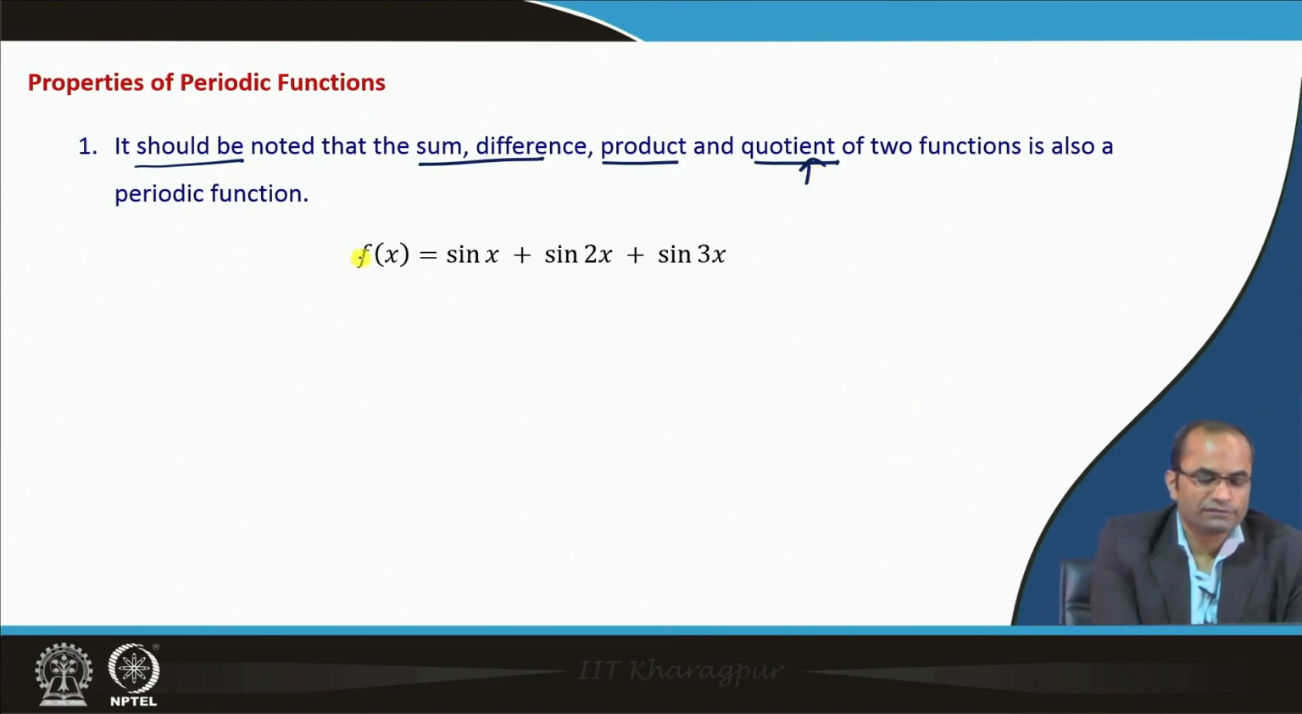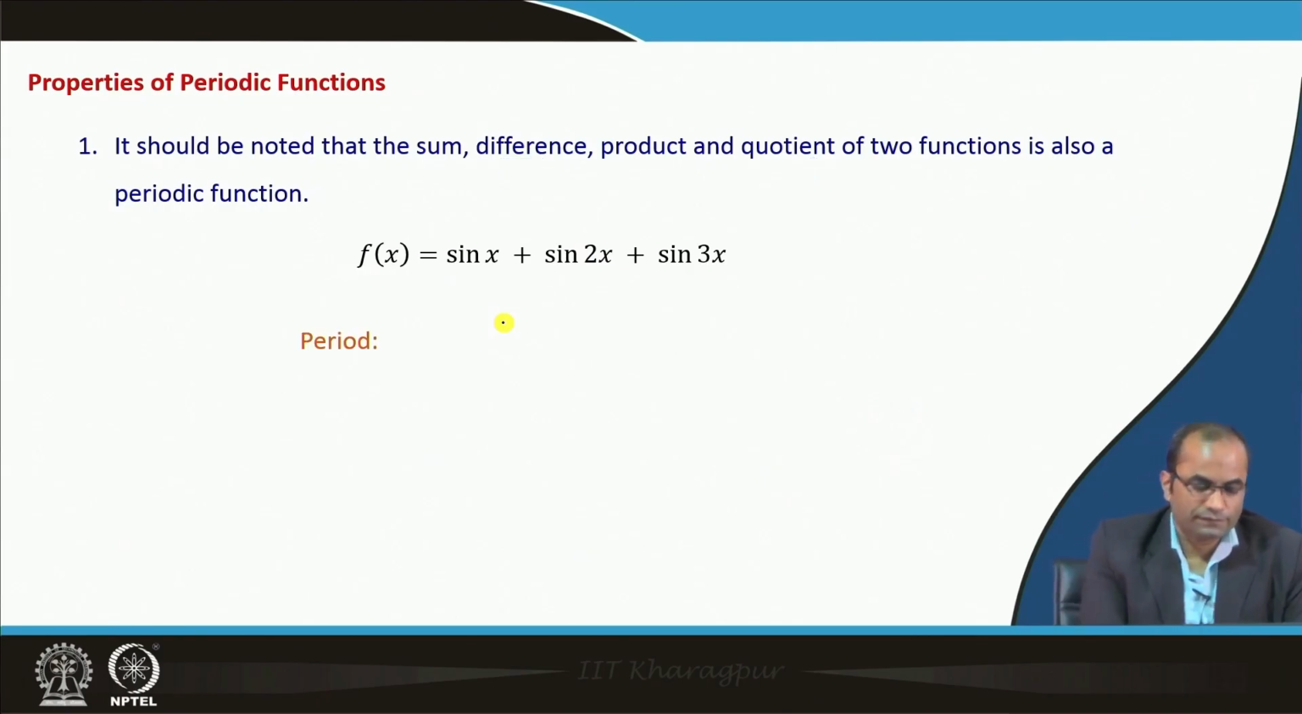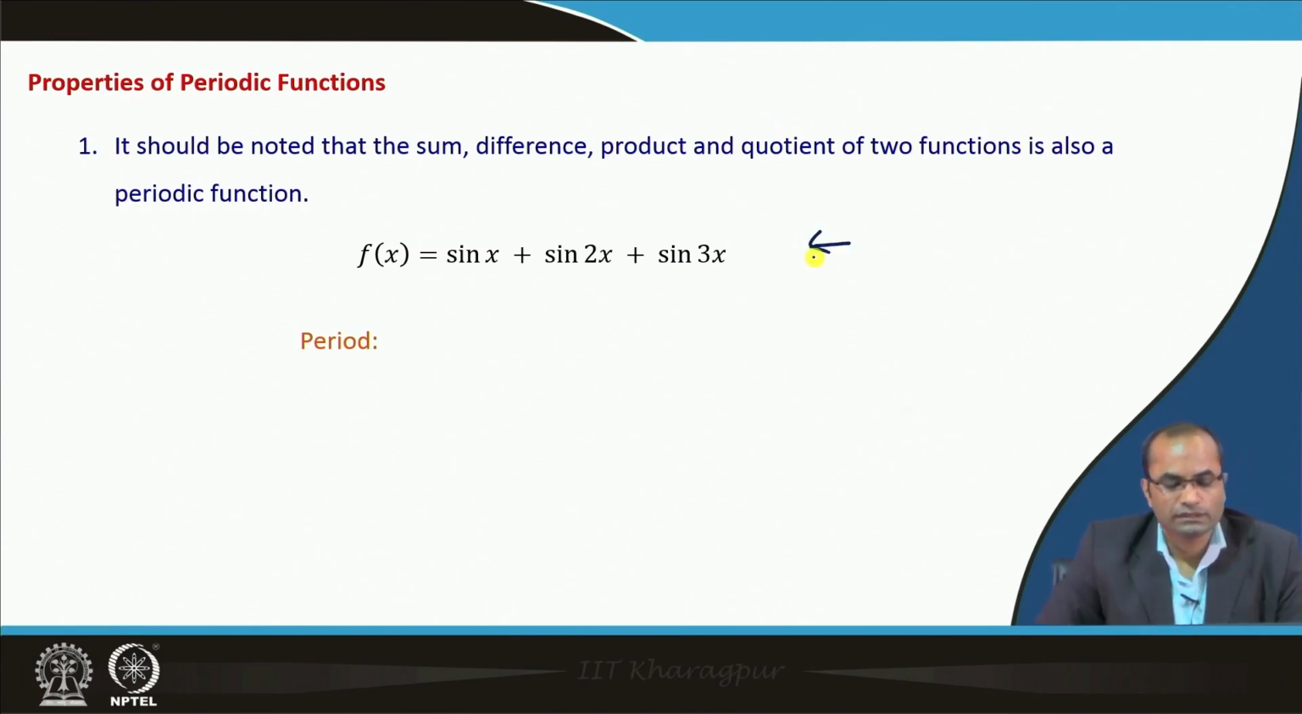For instance, if we take f(x) = sin x + sin 2x + sin 3x, we have added three periodic functions. It is well known that sin x, sin 2x and sin 3x are periodic functions with different fundamental periods. So, what is the period of this function, which is the sum of three different periodic functions?